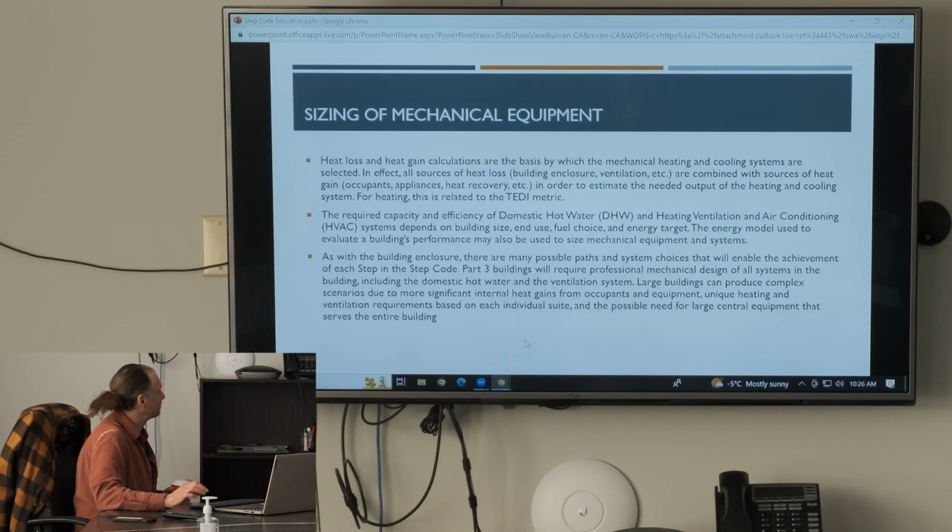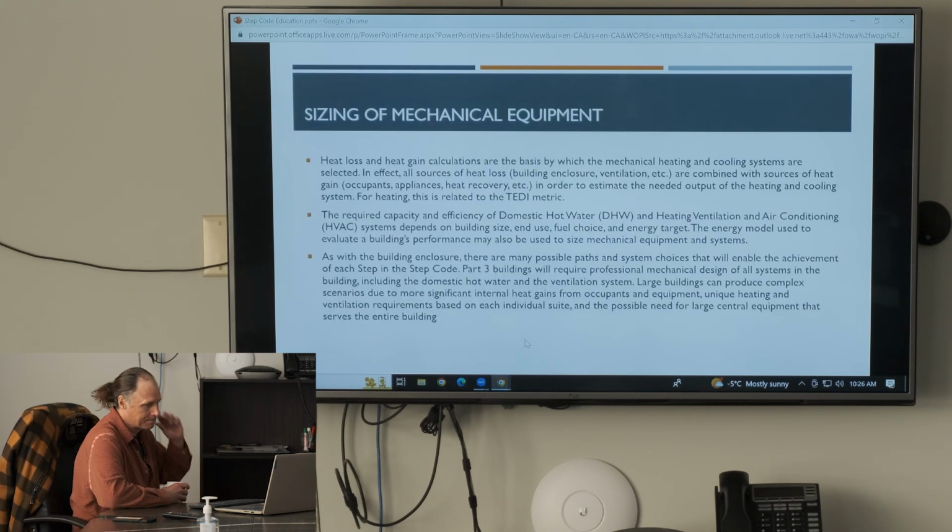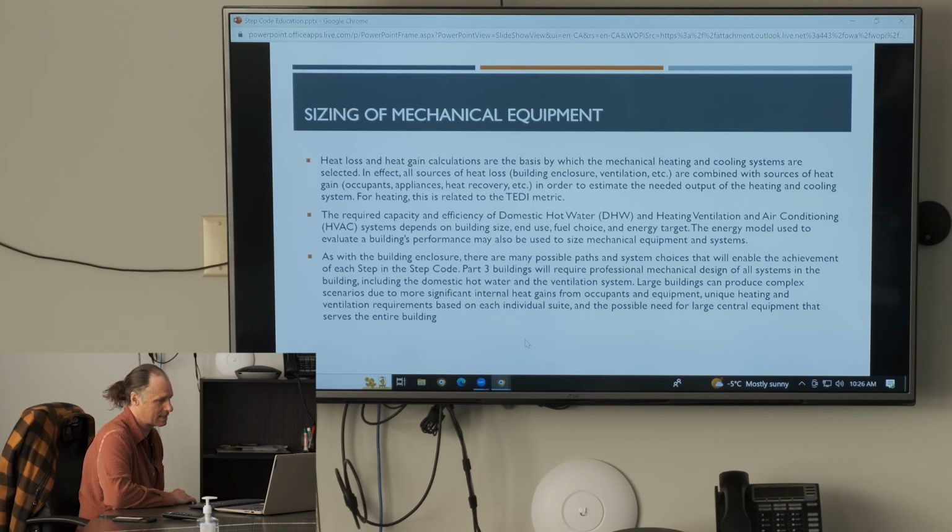So, sizing of the mechanical equipment. Heat loss and heat gain calculations are the basis by which the mechanical heating and cooling systems are selected. In effect, all sources of heat loss, the building enclosure, ventilation, etc., are combined with sources of heat gain, occupants, appliances, heat recovery, etc., in order to estimate the needed output of the heating and cooling system. For heating, this is related to the TEDI metric.